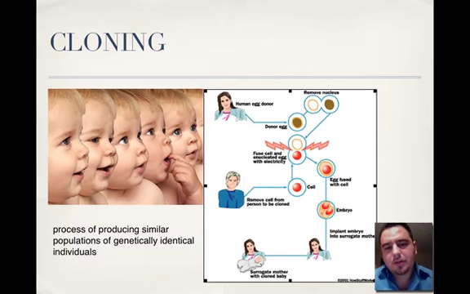Okay, students, so today we're going to learn about cloning, the process of producing similar populations of genetically identical individuals. So you can see this picture. We're going to show you how you can clone this baby many times, or clone any individual. I'll talk about how it's possible for a female to give birth to herself, to her own twin.